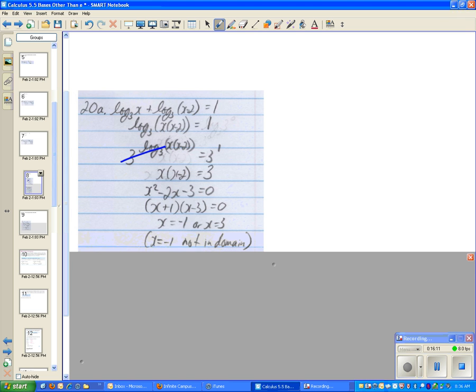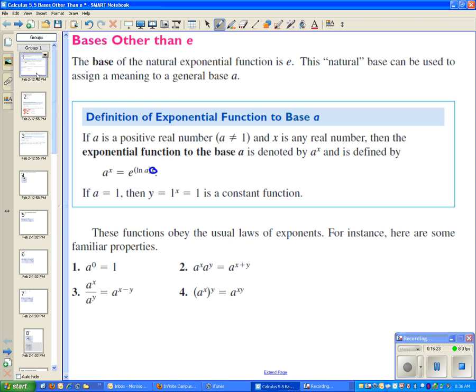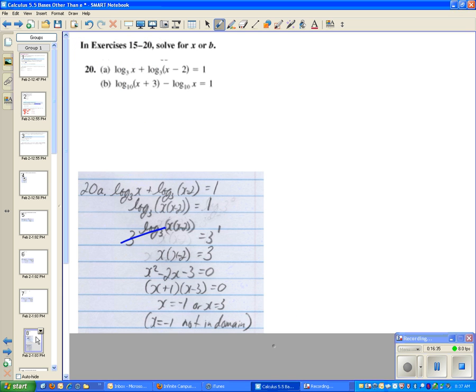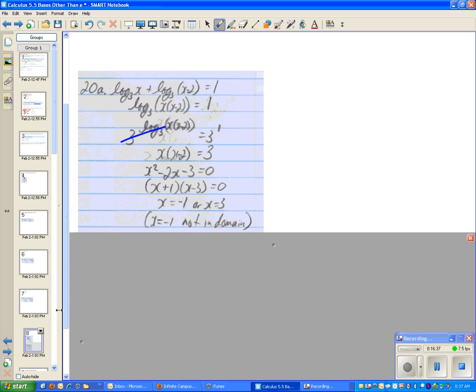All right? Then I wrote x equals negative 1's not in the domain. And I can't remember why it's not in the domain. I know the natural log's only defined for positive numbers. We didn't define this that way, did we? Yeah. Yep. There we go. Any positive real number. All right. We good? Try B, 20B.